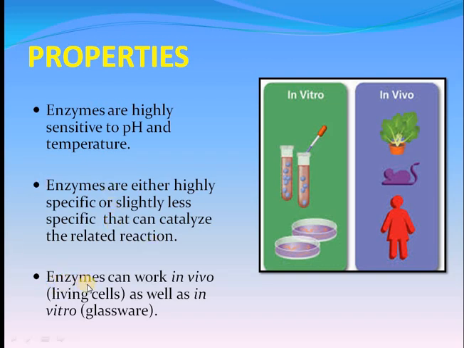Next point is enzyme work in vivo, meaning when enzymes are working in a living cell. Here in this image you can see that if enzymes are working in plants, in animals, or in human beings, they are said to be working in vivo, within the cell, as well as in vitro, meaning in the laboratory or in industry. Here you can see in the image lipase and proteases in laundry detergent, or making cheese, are examples of in vitro.